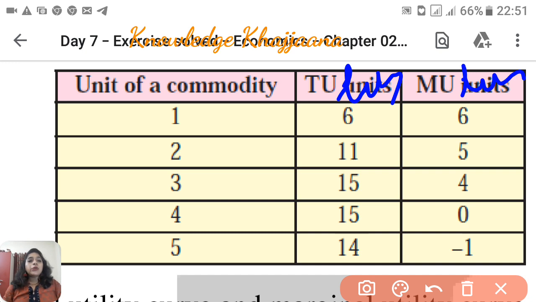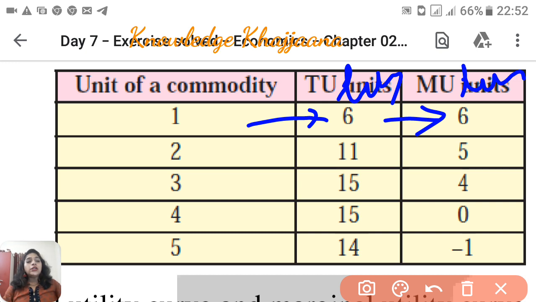See, after consuming 1 unit of a commodity, total utility achieved is 6 as well as marginal utility is 6. Why? Because before consuming it, there was no marginal utility. So at the first time, the total utility and the marginal utility are both the same, that we have already learned. After consuming the second unit of commodity, total utility becomes 11 and marginal utility declines to 5 utils. After consuming one more commodity, that is the third unit, the total utility increases to 15.